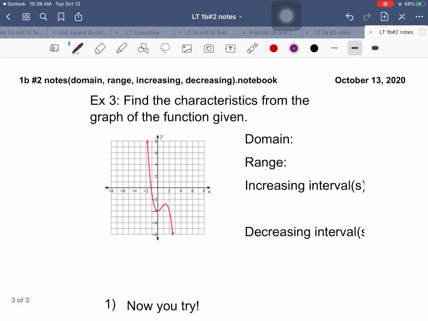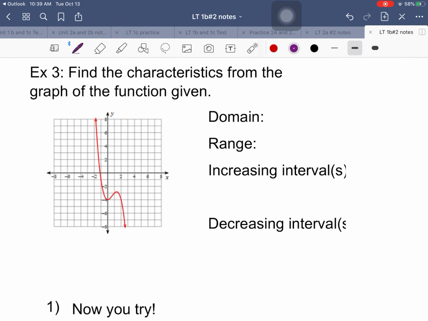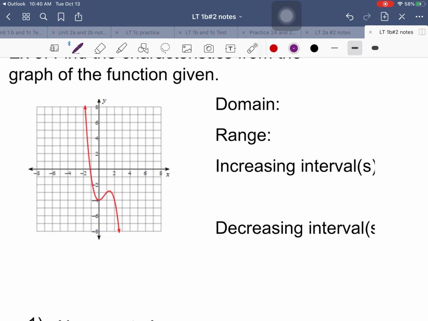All right. Now, what if we have a graph like this, where we don't have potential endpoints? Or maybe we do. Let's look here. Domain. How far left, how far right? So I'm just looking at the graph. What's the farthest most point the graph will go?